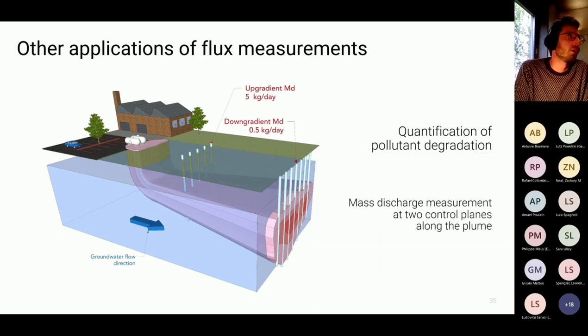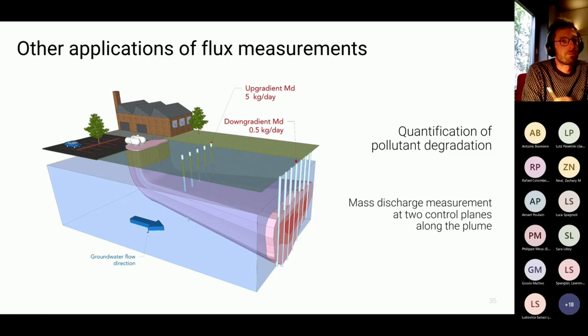But if you do mass discharge measurement, here I drew a little picture with 2 control planes that are located along the path of a pollutant plume. If you have 5 kilograms per day of total mass discharge up gradient and 0.5 kilogram per day at the down gradient control plane, you can really claim that you have a degradation because you really have a mass reduction of the pollutant.